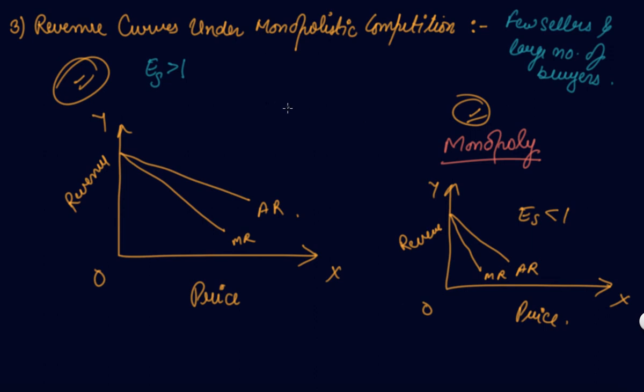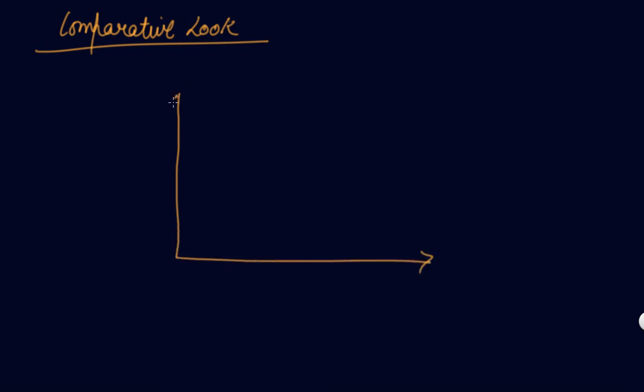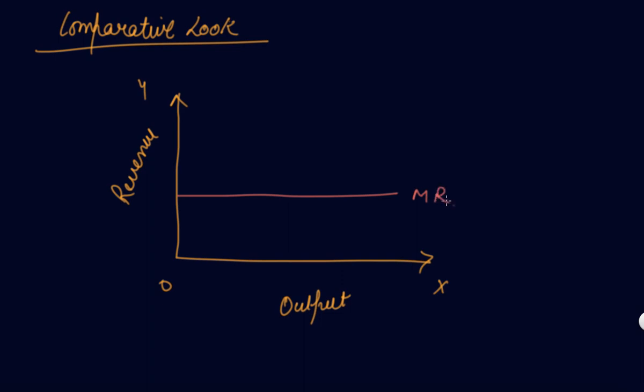This is how, and in the perfect competition, if we see, it is a straight line. Have a comparative look on the graphs of AR and MR. This is your graph. Here you take your revenue, here you take your output. This is a straight line. This is your MR is equal to AR is equal to price under perfect competition.